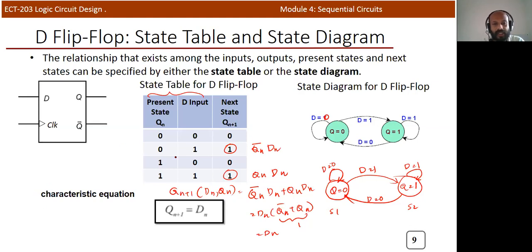If you know the truth table or the state table, you can simply write the next state equation, and the next state equation is known as the characteristic equation. This is very important. In the case of a D flip-flop, next state is exactly the same as the D input. So Qn plus 1 is simply the D input.